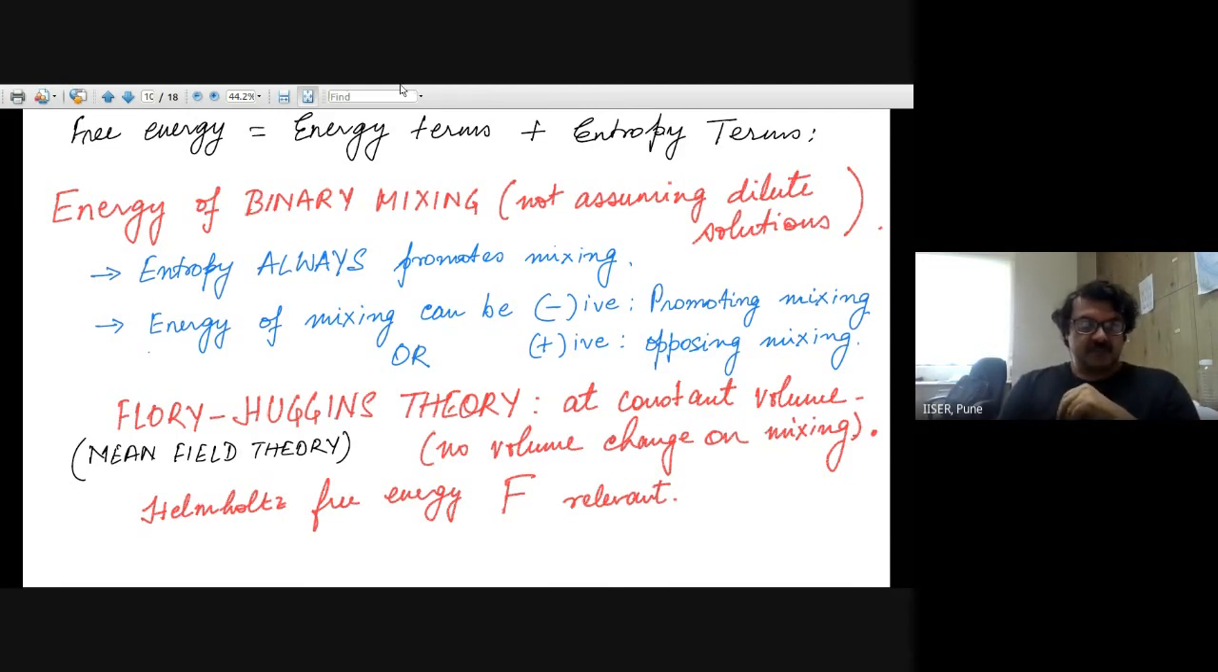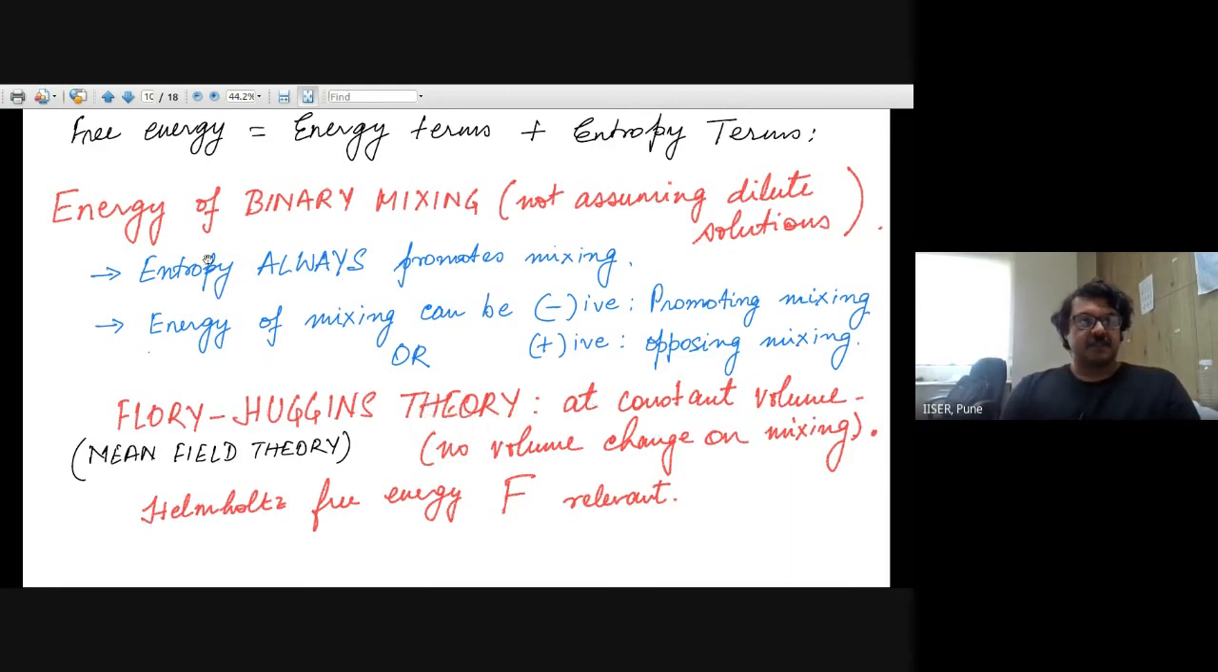So when you consider the free energy for polymers, considering energy terms and entropy terms, it is called the Flory Huggins theory. And Flory Huggins theory is typically done at constant volume because we are ignoring any volume change on mixing. So we shall be dealing with Helmholtz free energy, and that is what is relevant at constant volume.